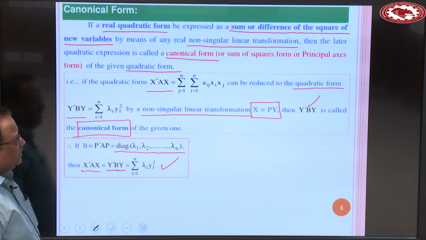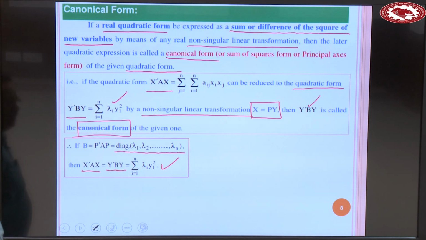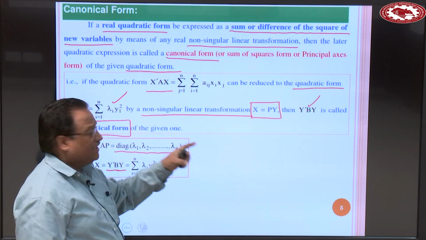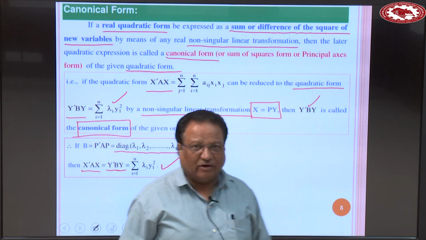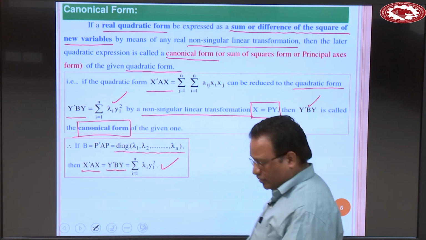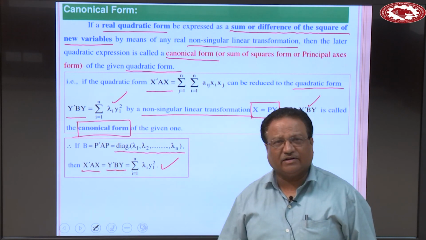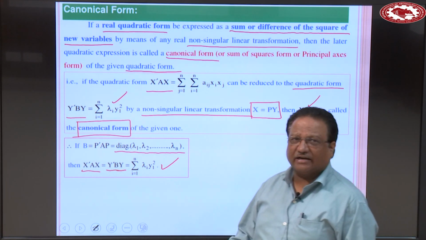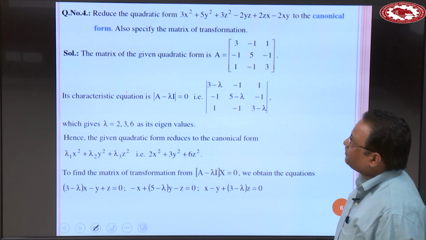So this y dash by can be written like this, summation lambda i yi square. This one is the canonical form, this one is the quadratic form. In fact, this one is also a quadratic form, but this quadratic form looks like summation lambda i yi square, and lambda 1, lambda 2, lambda 3 are nothing but eigenvalues. So if you know the eigenvalues, then you can directly write the canonical form of the given problem.